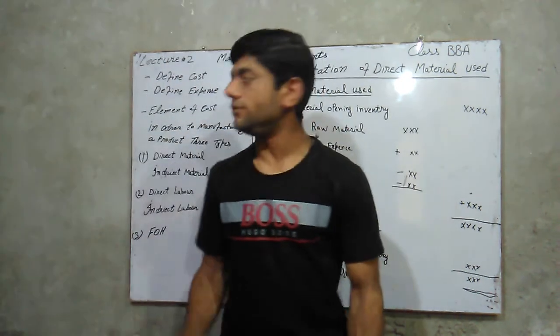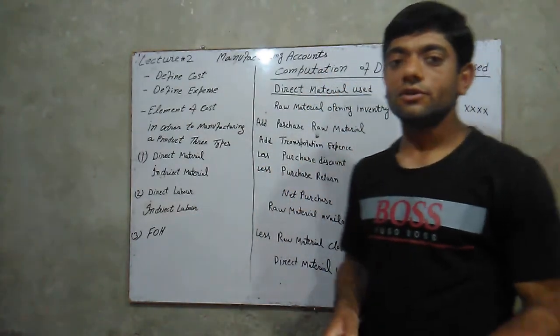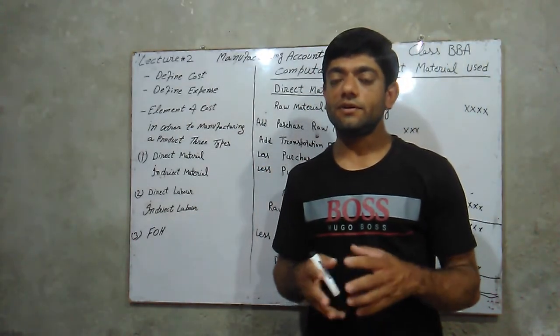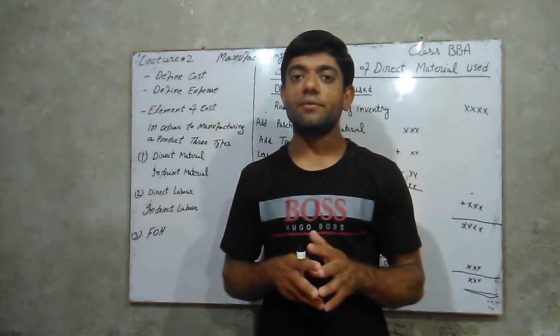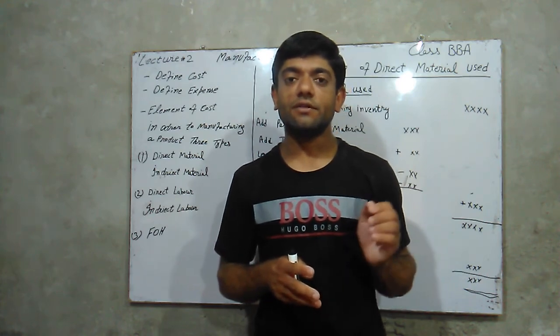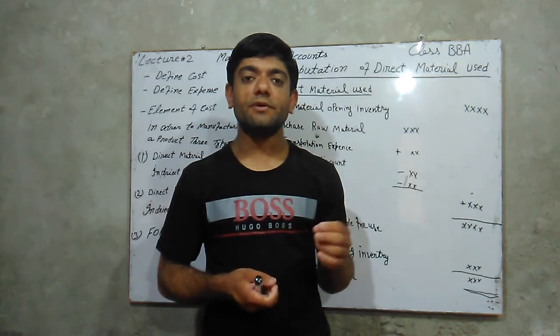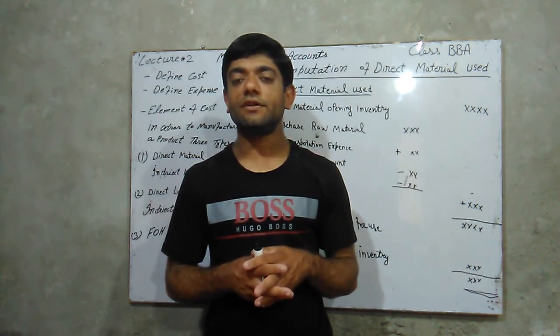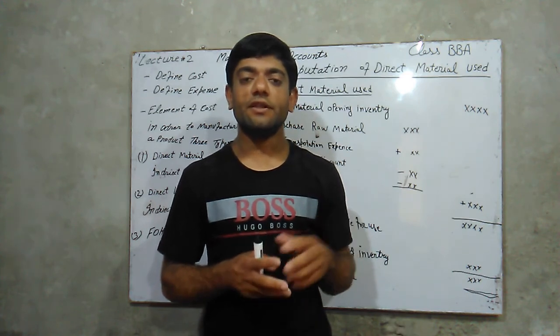So in today's lecture we discussed types of cost and also how to calculate the direct material use. In the next lecture we will solve some examples of how to calculate raw material, and also how to calculate prime cost, conversion cost and manufacturing cost. We will see these with examples.